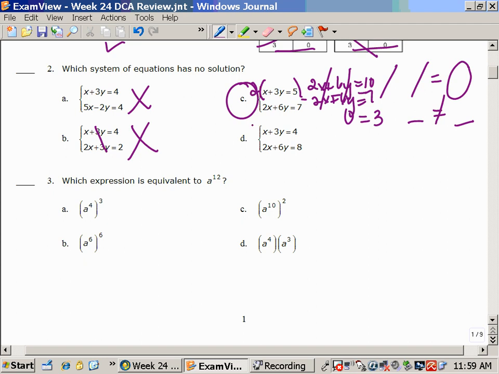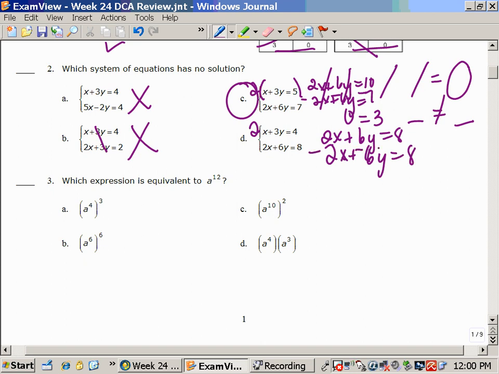Again, I have a situation where I can multiply everybody by 2. So that gives me 2x plus 6y equals 8. And 4x plus, whoa. Teacher, what are you doing? I am not multiplying this one. I only multiplied the first one. So that's 2x plus 6y equals 8.